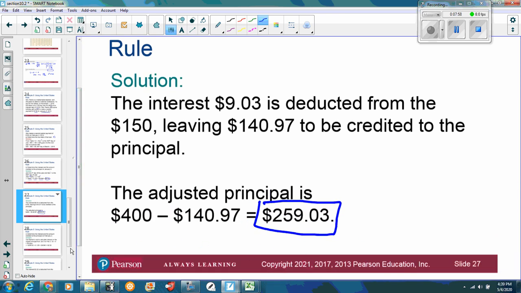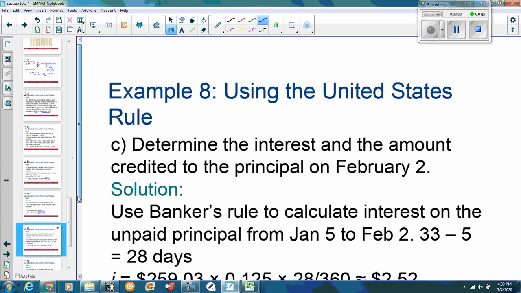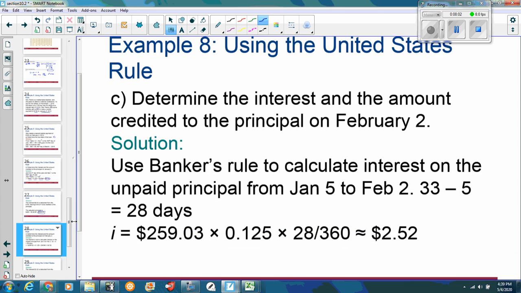So this is her new principal. So now she makes another partial payment on February 2nd. How many days from January 5th to February 2nd? February 2nd is the 33rd day, minus 5, that's 28 days. So this was the new principal. Interest rate, that's how many days. So this is the interest she has to pay off of that partial payment that she's going to make.